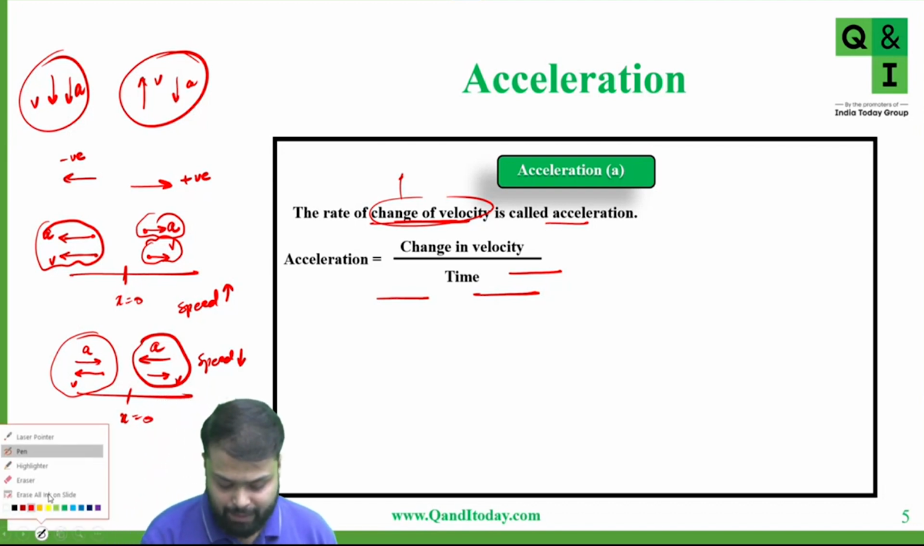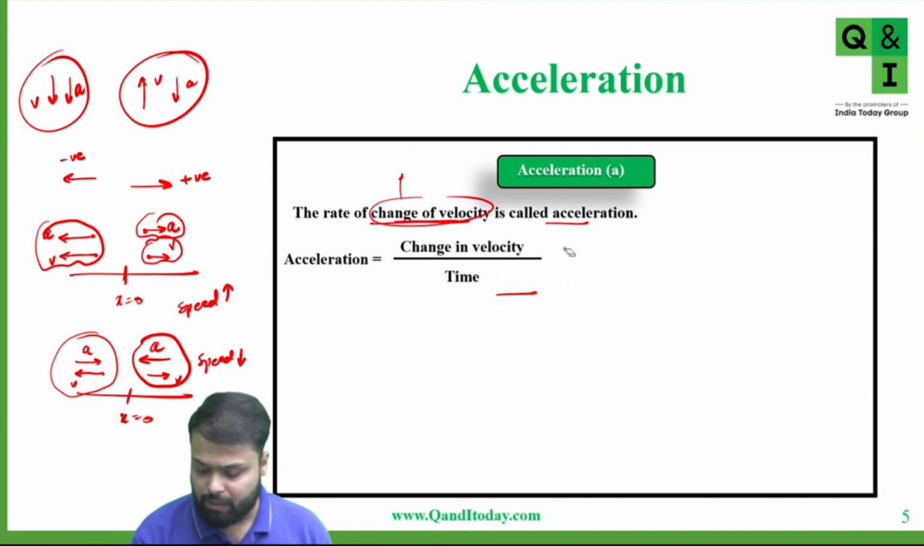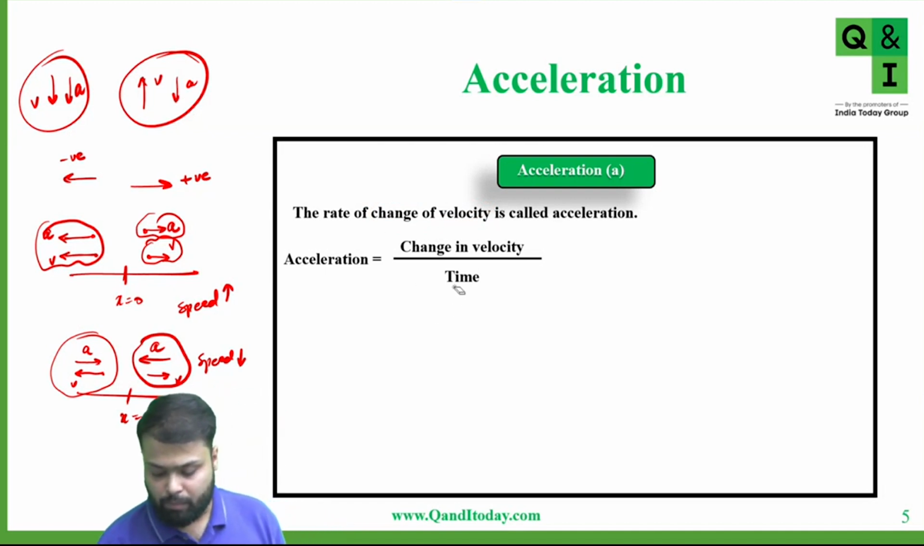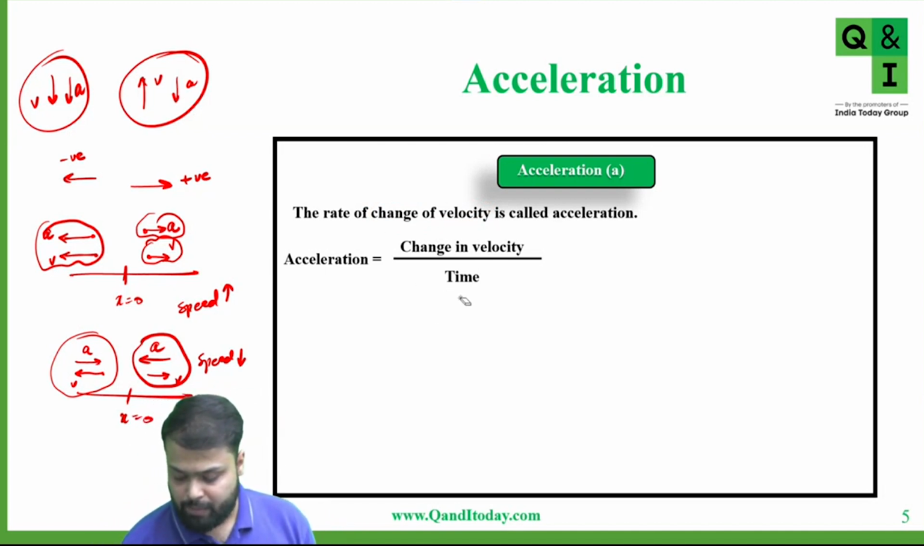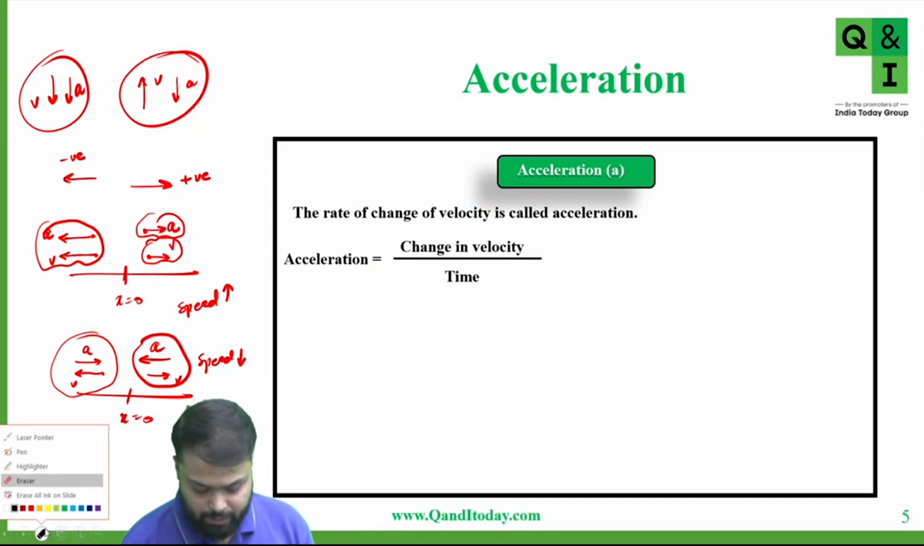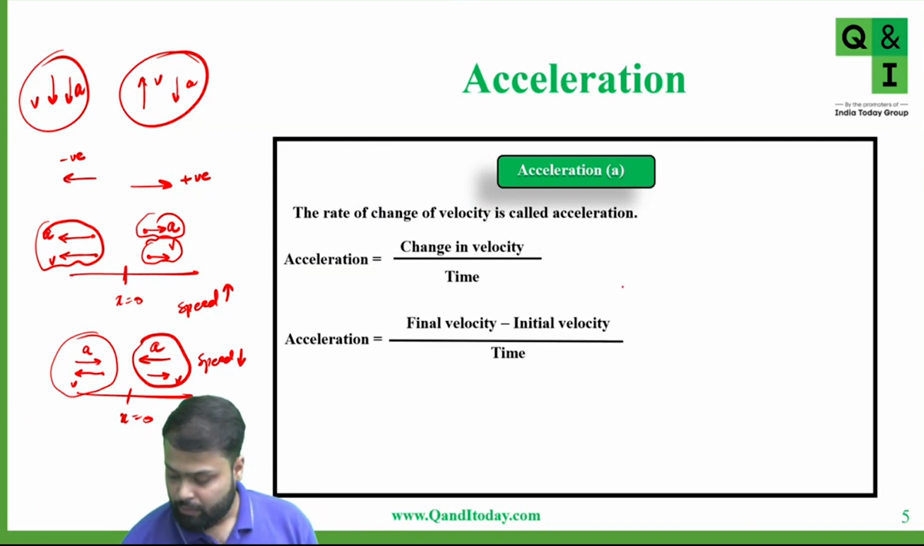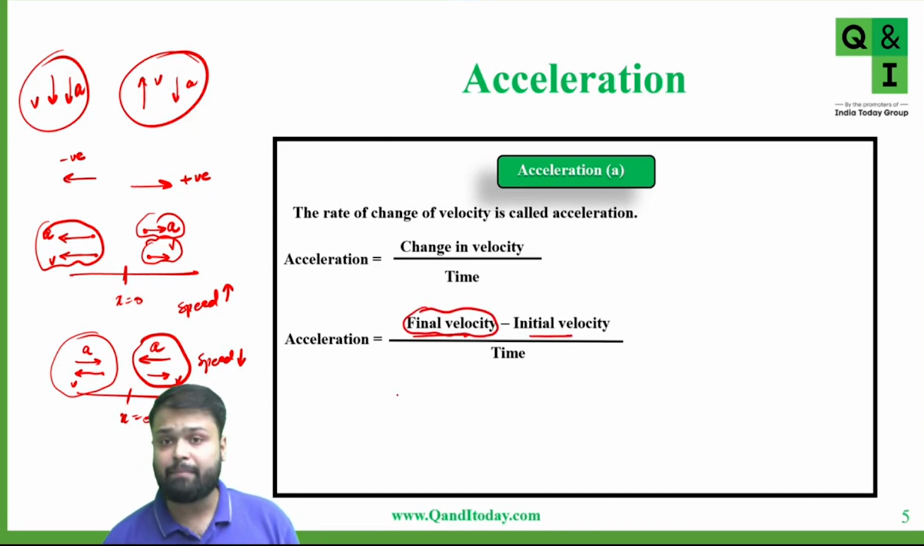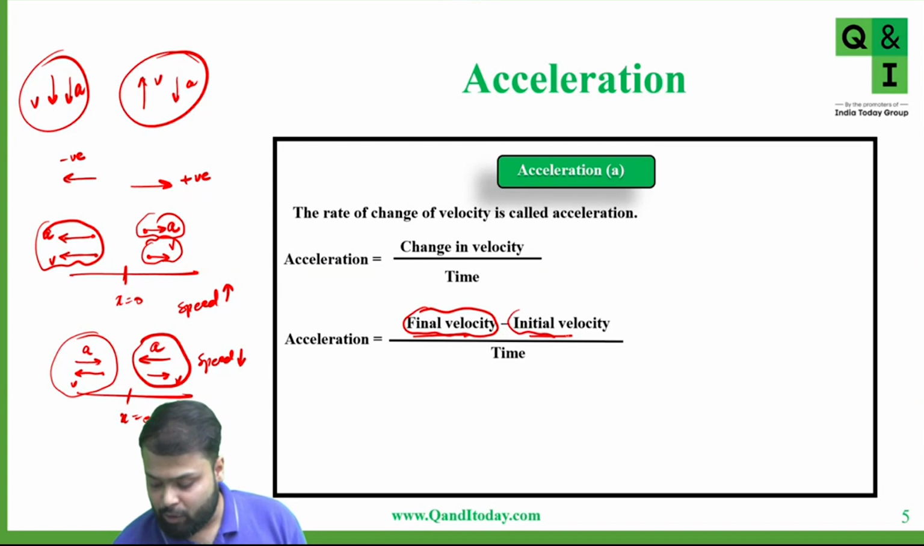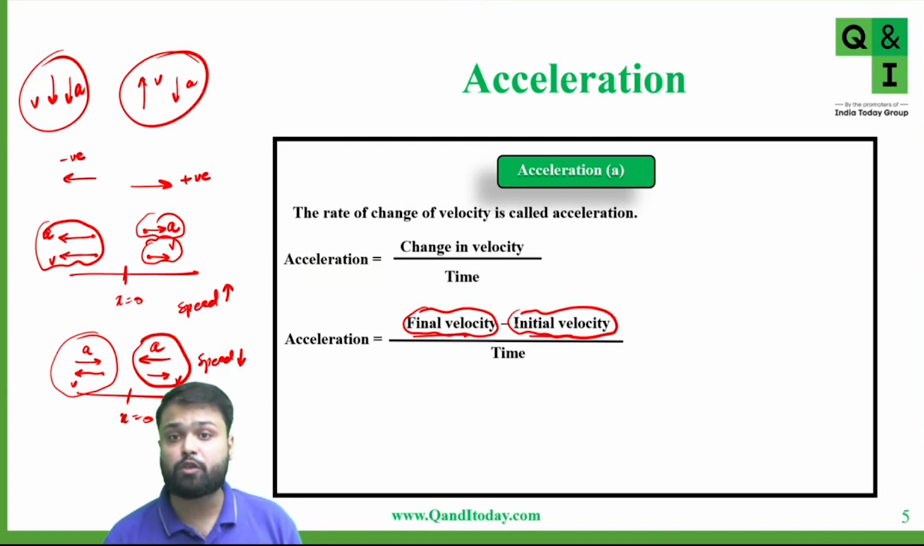If we see it mathematically, acceleration is nothing but change in velocity upon time. Acceleration is change in velocity upon time. Now change means final velocity minus initial velocity. Now final velocity means the velocity of the body at time t, and what is initial velocity? It is the velocity when the body is starting its motion. So initial velocity may or may not be zero depending upon the condition.